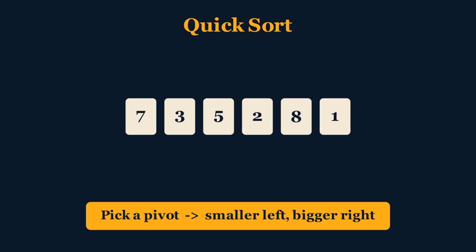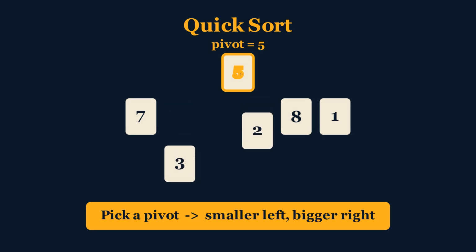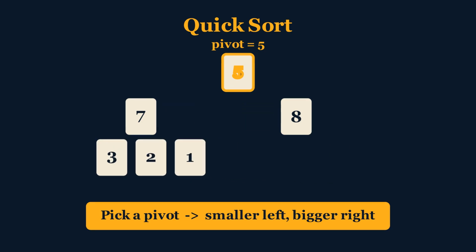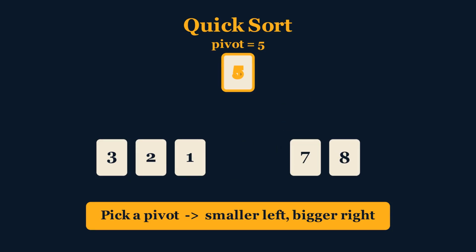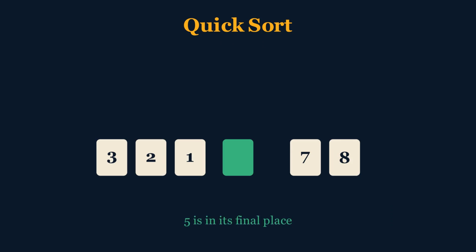Quick Sort. Here's the idea. We pick one element as the pivot. Let's choose 5. The pivot becomes a referee, standing in the middle, giving one rule. Smaller than me? Go left. Bigger than me? Go right. So 3, 2, and 1 move to the left. 7 and 8 move to the right. And just like that, 5 is in its final correct position.